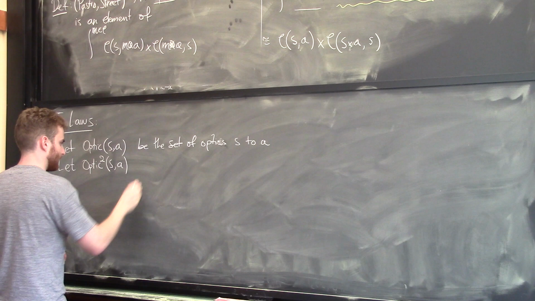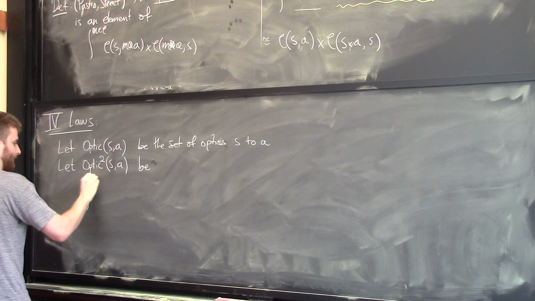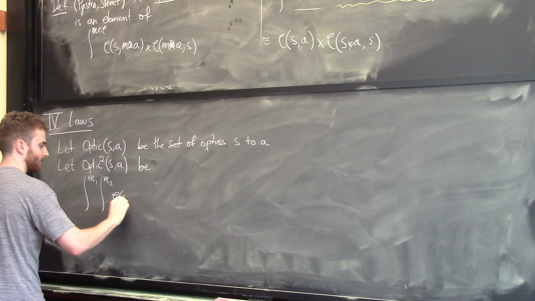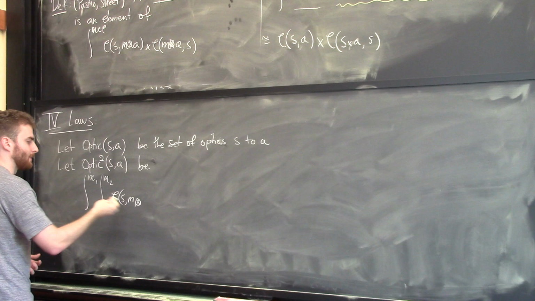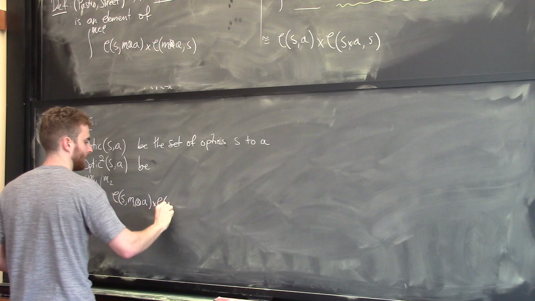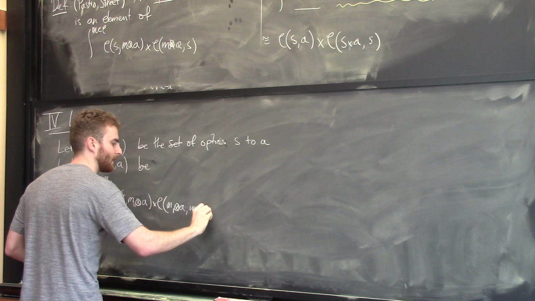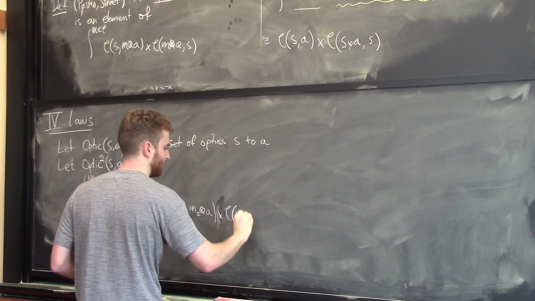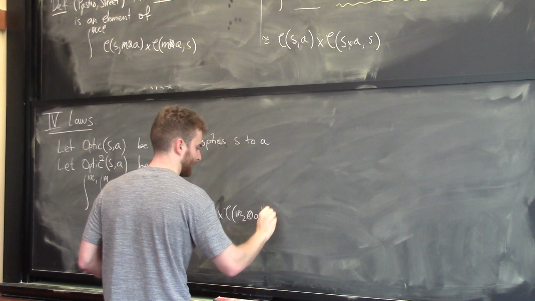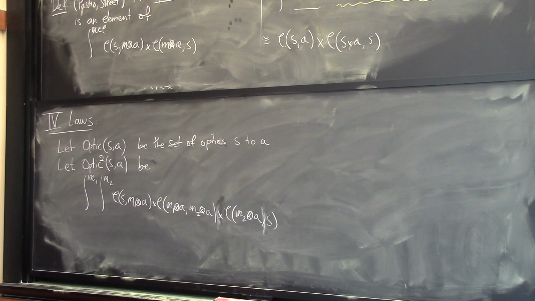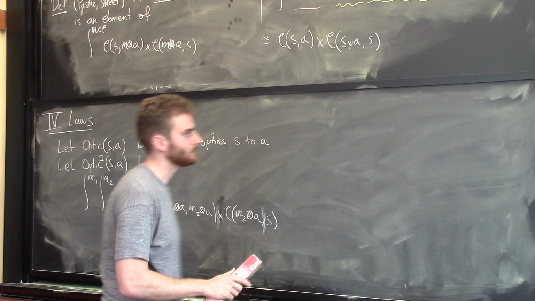So I'm going to look at this set. I'm going to take the coend over two different ends. And the interior of the coend is the maps from S to M1 tensor A, and then M1 tensor A to M2 tensor A, and then finally from M2 tensor A back to S. So this is like that thing glued together. And using these sets, we can define a notion of law for this.